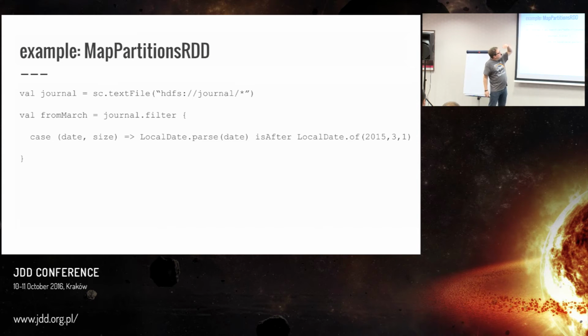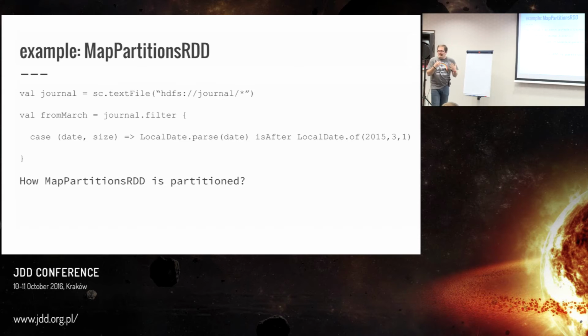The next example would be map partitions RDD. So this is the RDD that you get whenever you call things that normally pipeline, like for example filter or map. Whatever is returned by filter or map, this is your map partitions RDD. Another question would be, one more time, how is map partitions RDD implemented? Because we have a really small audience, can anyone give me a guess how that would be implemented?